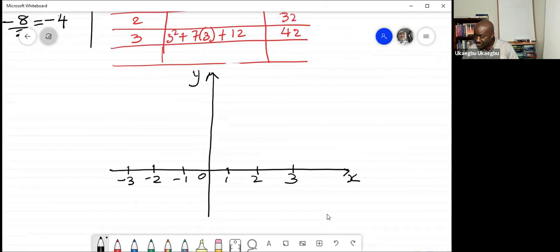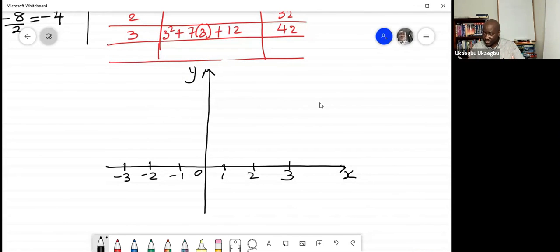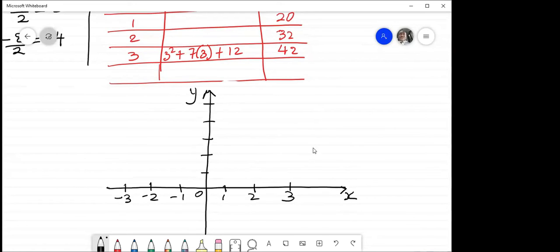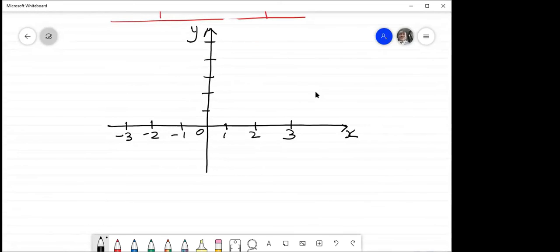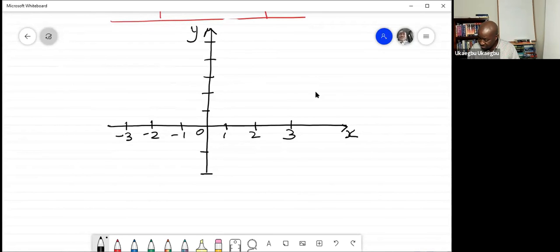The maximum value is 42. So now we can do 10, 20, 30, 40, 50. And then we can also do -10, -20. This is still our y value.